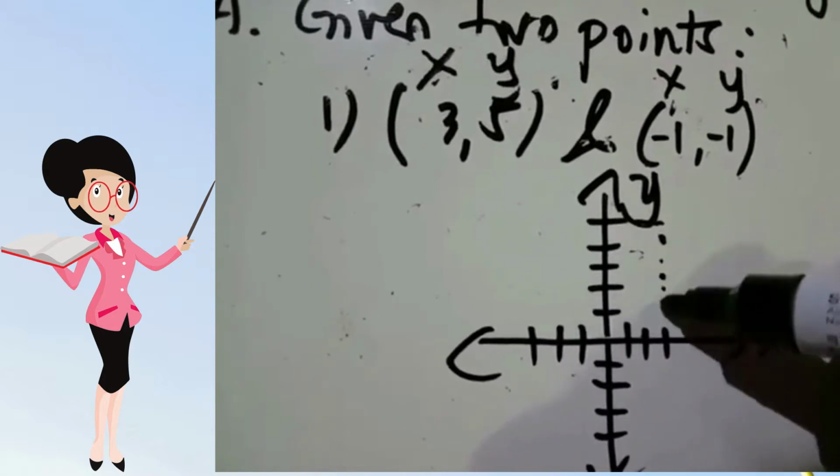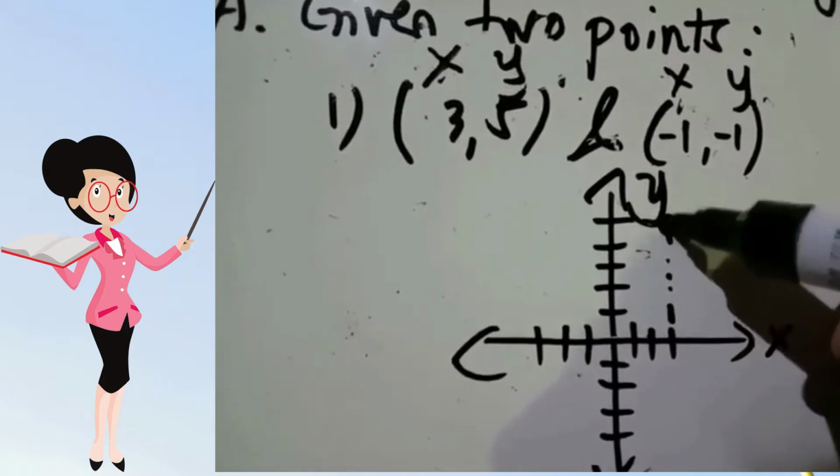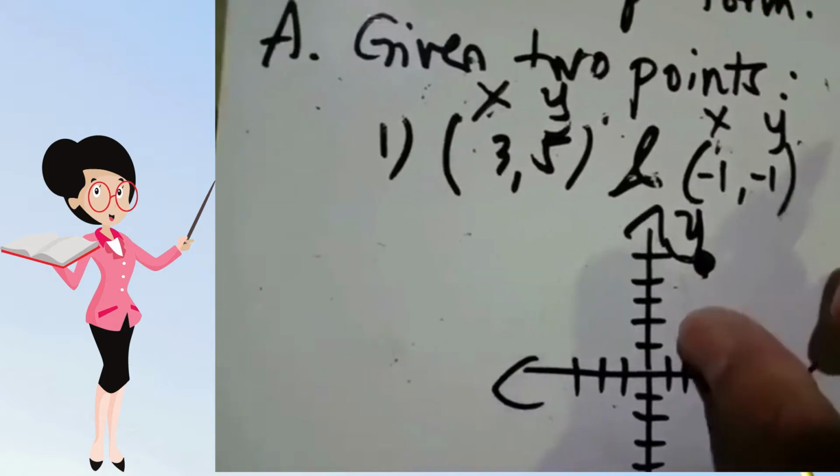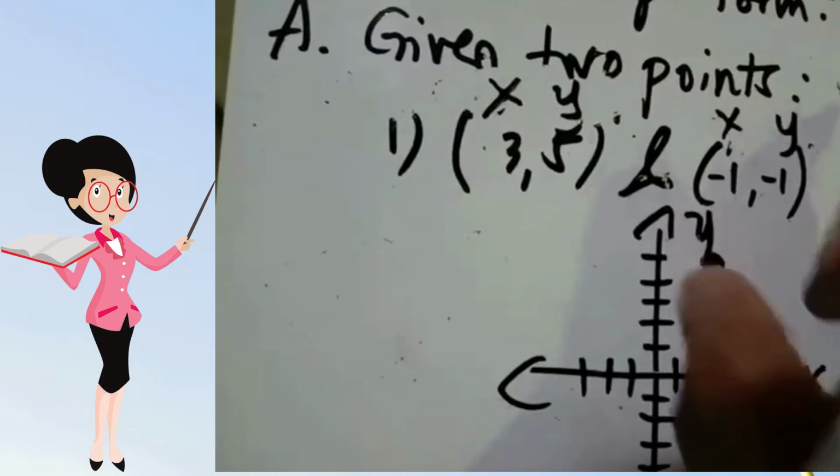So, ito ang tagpuan nila. Saan sila nag-intersect? At this point. Okay, and then afterwards, remove this. Okay.